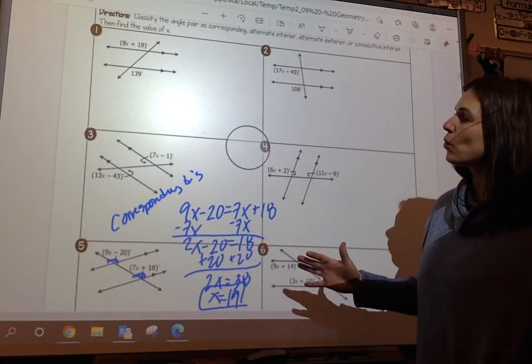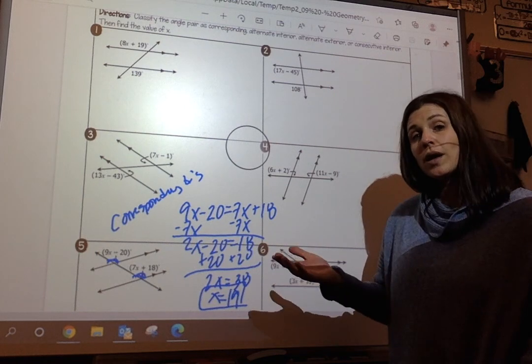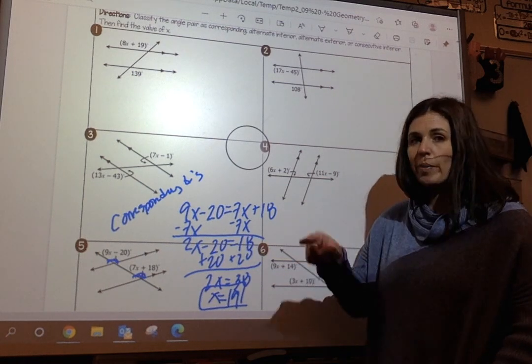I'm going to leave the majority of this blank, so that way if you come in and you're having problems, we can do a whole bunch of these together.